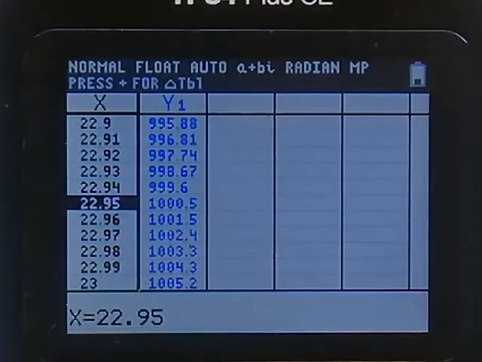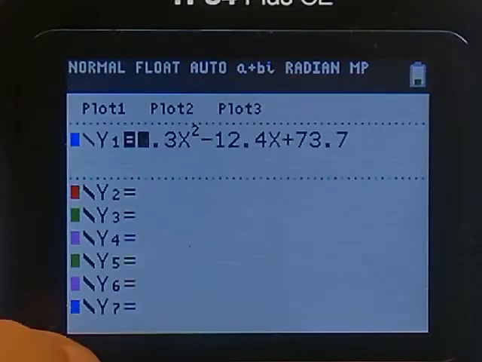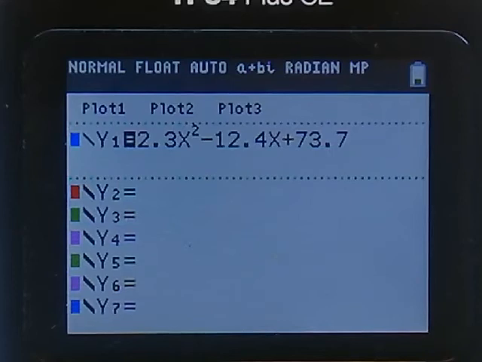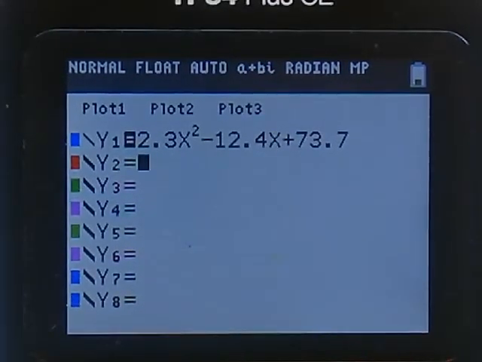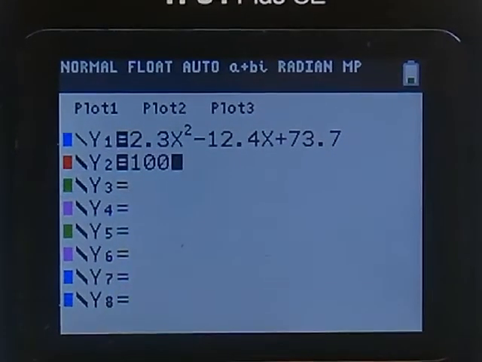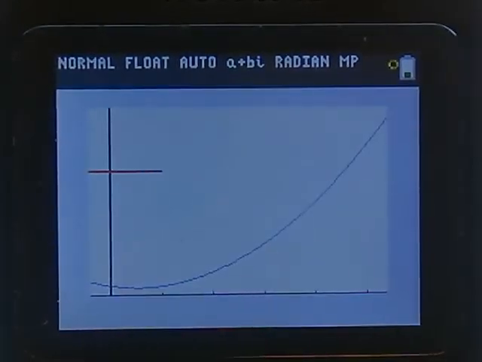Well, there's a lot easier way to do this. Let's take a look at that method. Okay, I'm going to go over to the y equals screen, and right here on the second y value, I'm going to make a horizontal line. And a horizontal line is just a constant number. Well, we know that we want a million here, so that'd be 1,000,000.